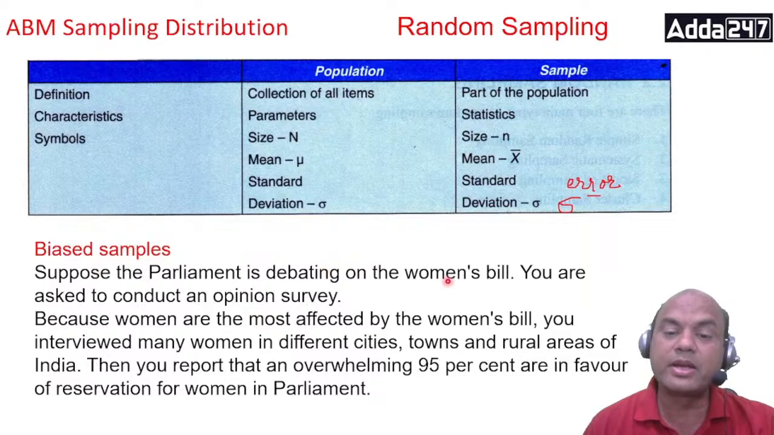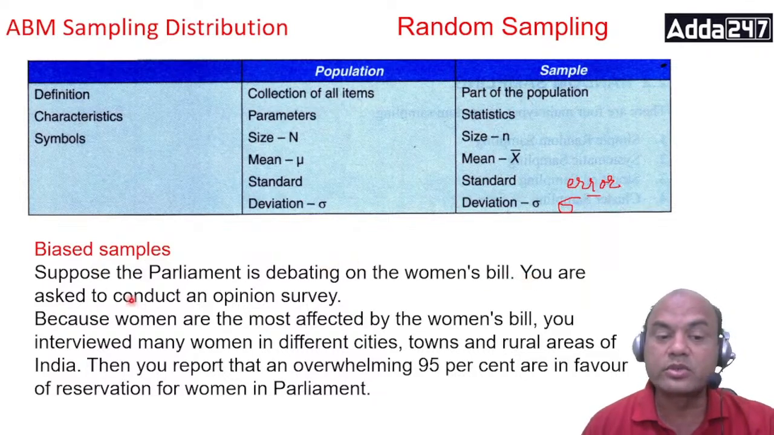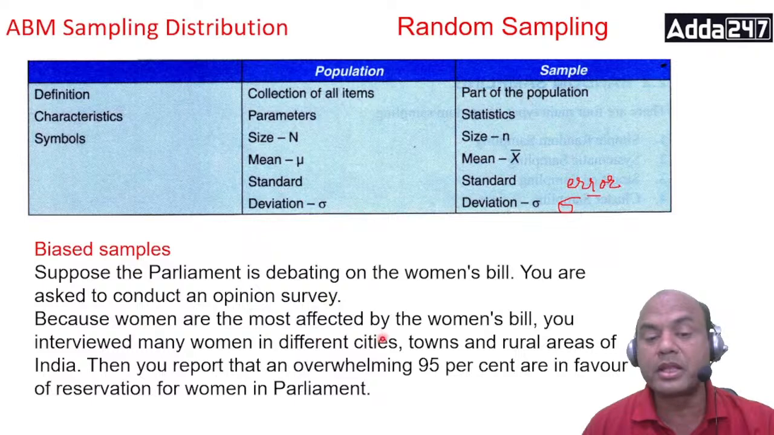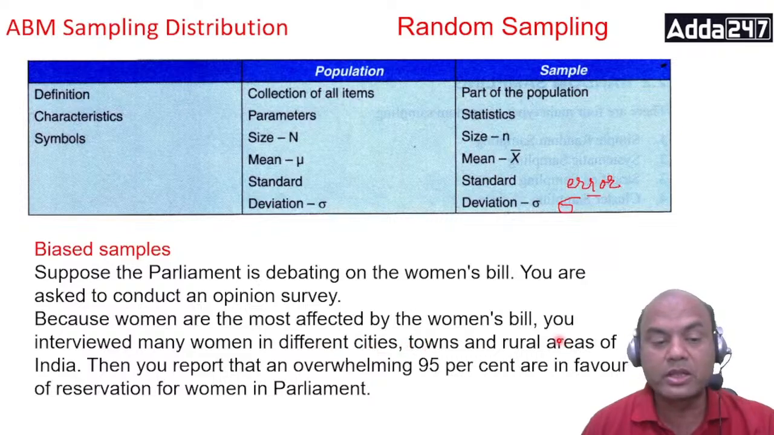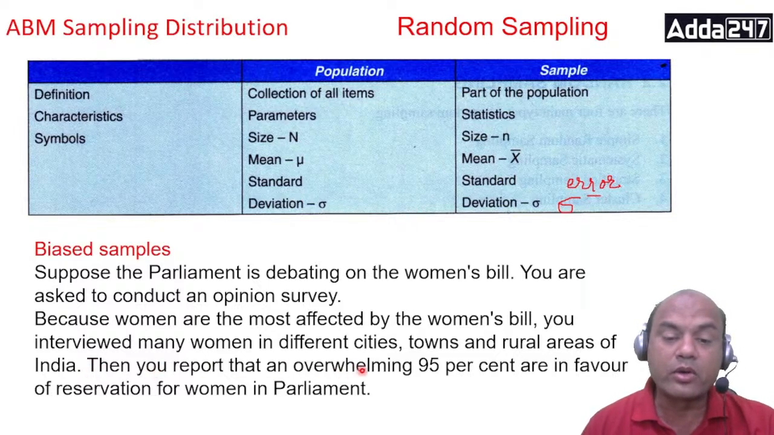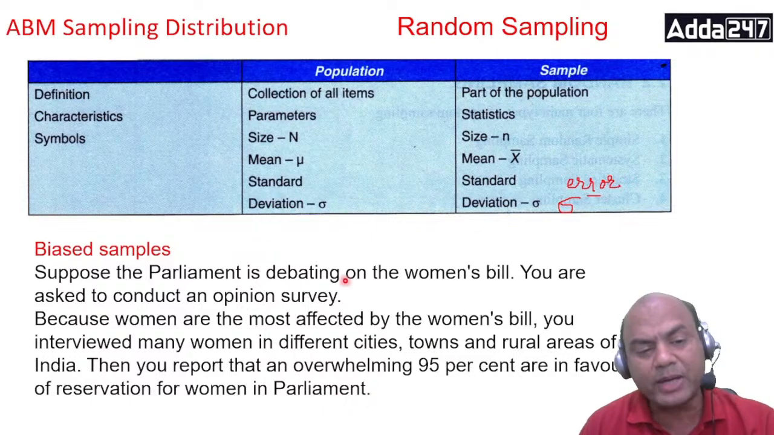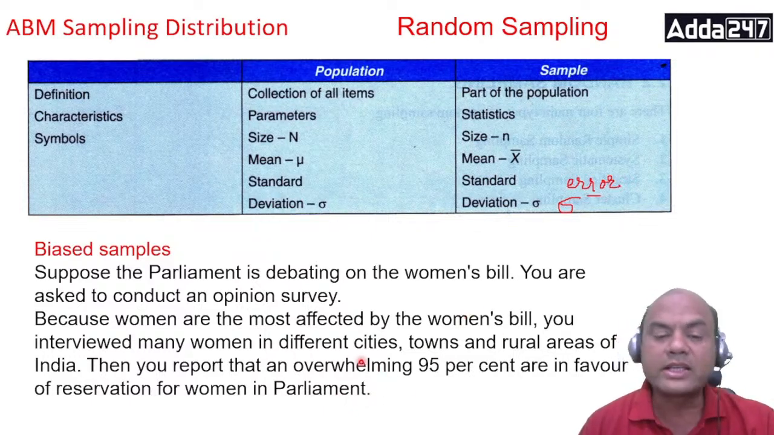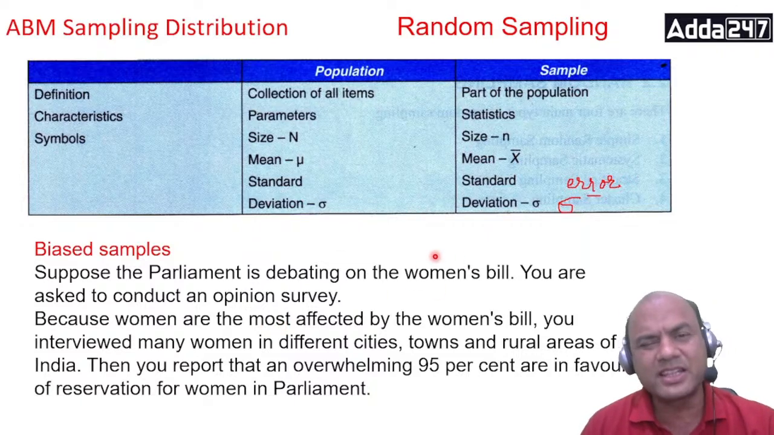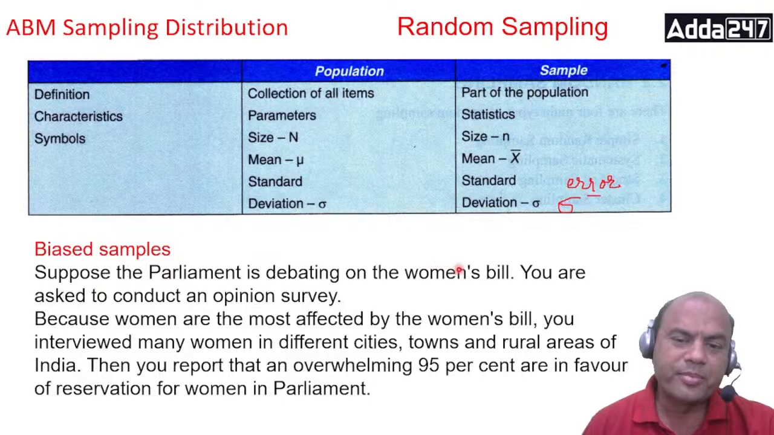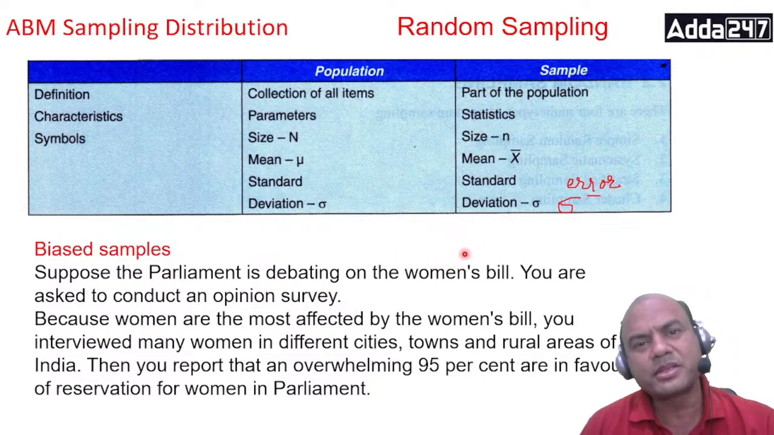Suppose the parliament is debating on the women's bill. You are asked to conduct an opinion survey. Because women are most affected by the women's bill, you interviewed many women in different cities and towns and rural areas of India. Then you report that the overwhelming 95% are in favor of the reservation of the women's bill. Now that is a bias sampling. If you ask only women about the women's bill, they'll definitely support it. Generally, that's a tendency. So that's the basic bias sample.